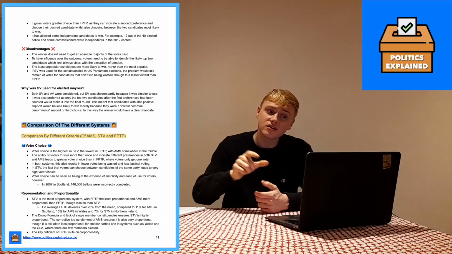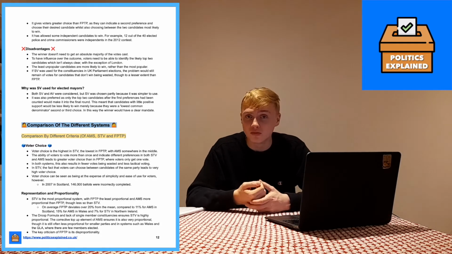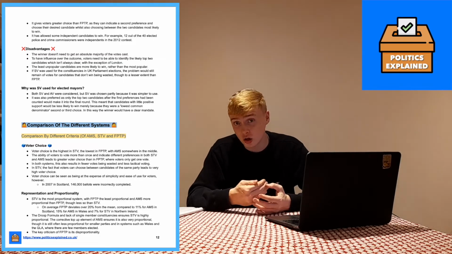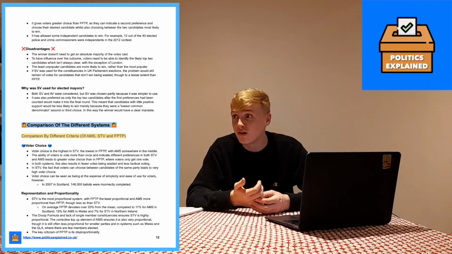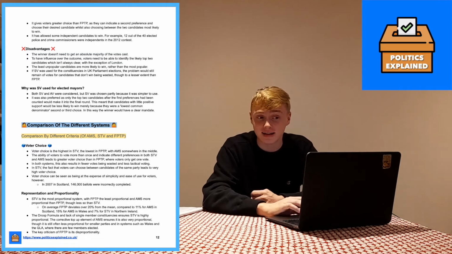Another disadvantage is that the least unpopular candidates are more likely to win than the most popular, right? Because it takes into account those second preference votes. So a candidate could get elected who gets fewer first preference votes, but because of the second preference votes, which they might get more of, does get elected, and that can be seen as a negative.